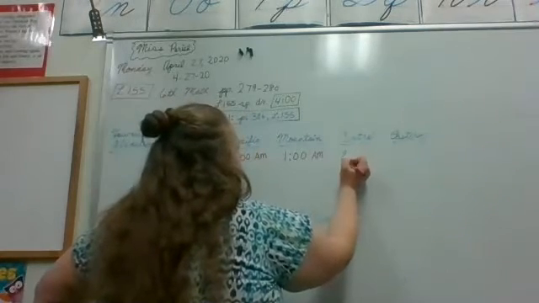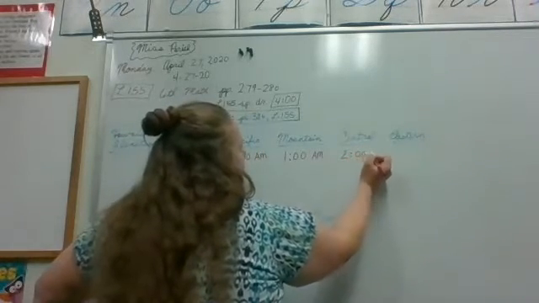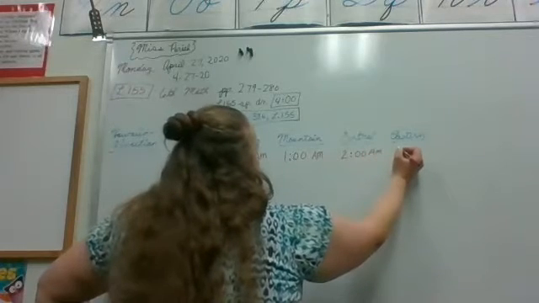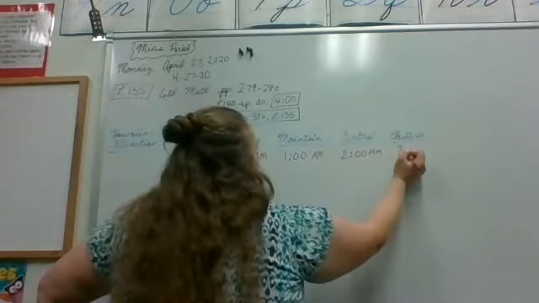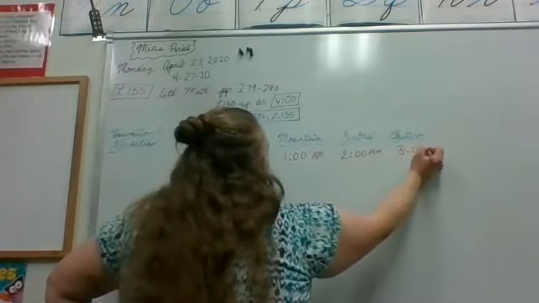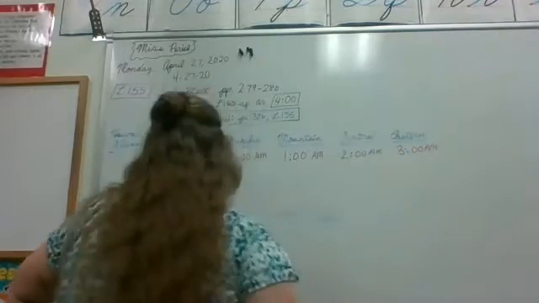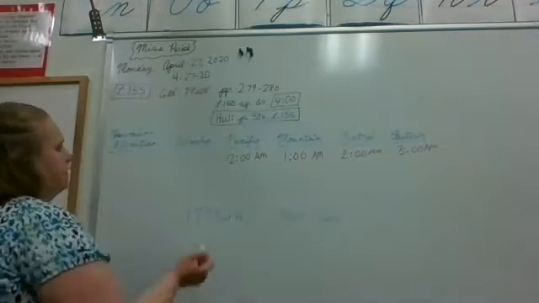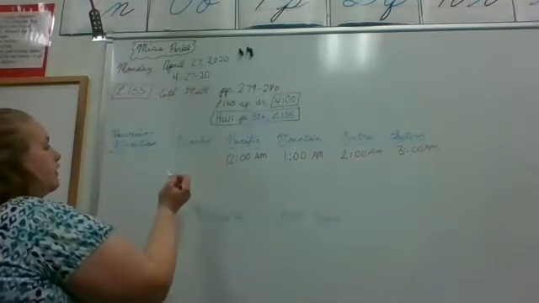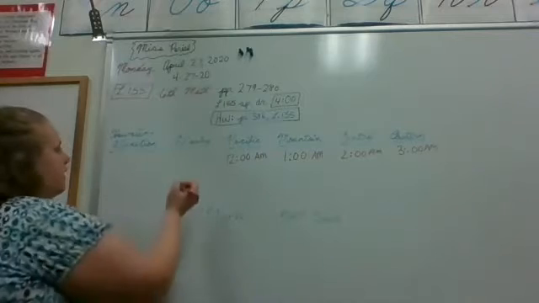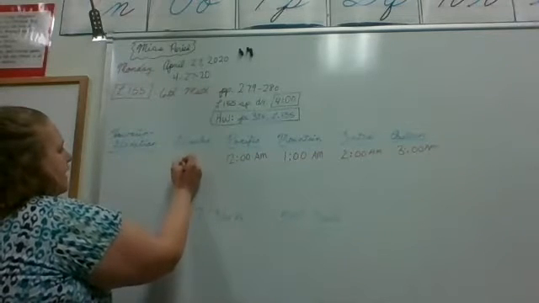Central time would then be 2 a.m. and Eastern would be 3 a.m. All right, going back to Alaska, an hour before 12 a.m. would be 11. Is it a.m. or p.m.?